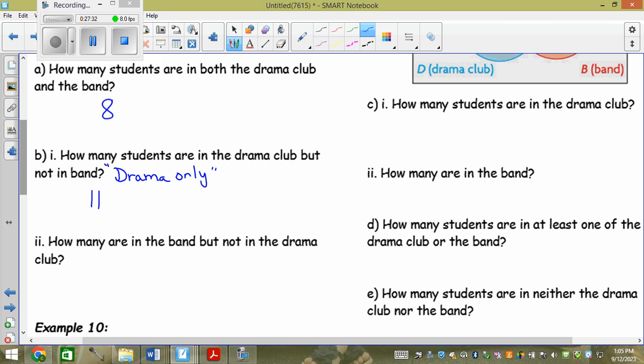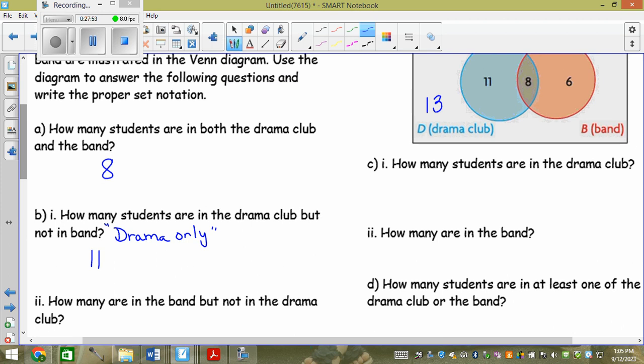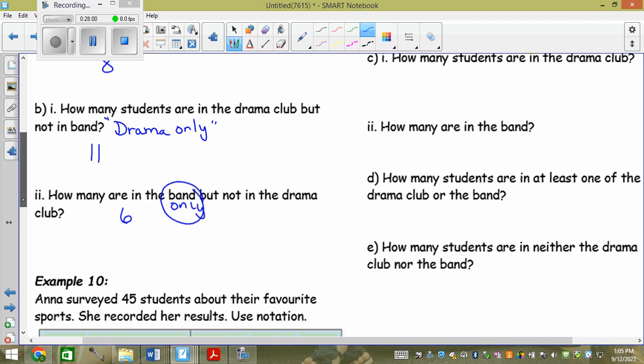C says, how many students are in, I don't even know how, this is unorthodox, there's like twos and, it's like chaos. There's two twos, there's a C, there's some D's and an E.